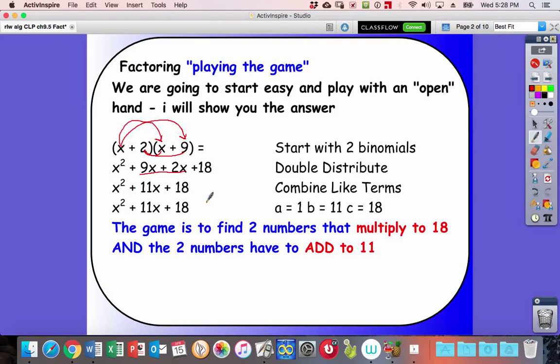When we talk about coefficients, there's an understood 1 here, and they'll usually refer to this as a. This one, the coefficient in front of x, is b, and the last one is c, your caboose, your constant. Why I call it a game: if I just give you x squared plus 11x plus 18, the game is to find two numbers that multiply to 18, because notice the 2 times the 9 is where I get that 18. And they have to add to 11, because 9 plus 2 is 11. And I'm going to show you how to do this.